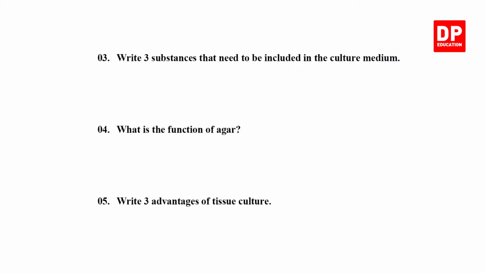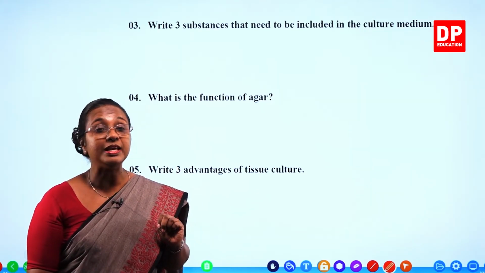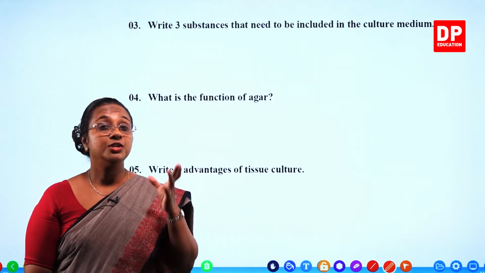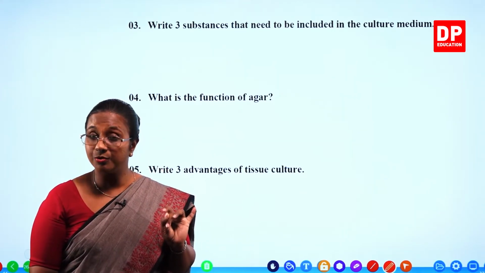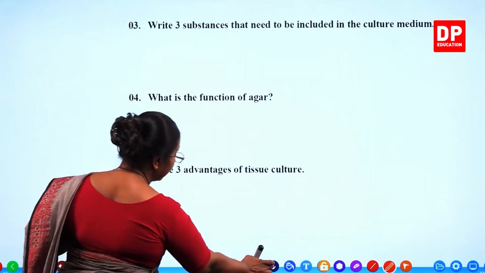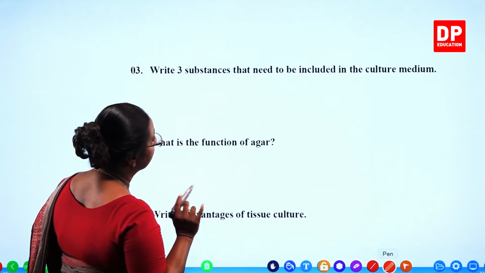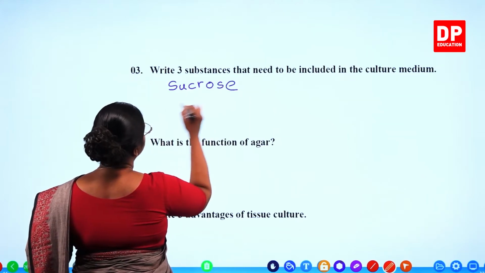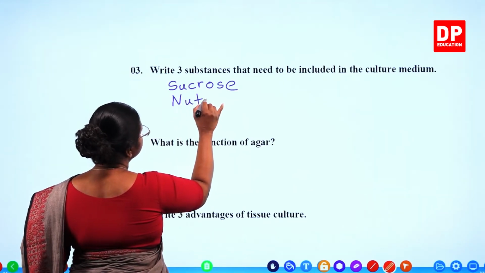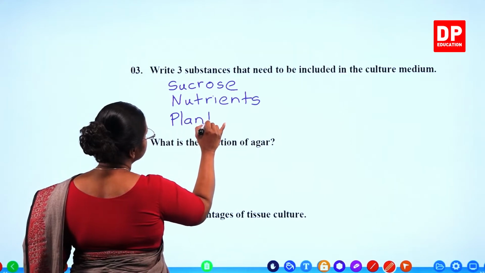That is again part of this question. The third part, write three substances that need to be included in the culture medium. You all know, students, there are four substances that need to be included in the culture medium. What are they? You need to add sucrose, you need to add vitamins and minerals, and also you need to add plant growth substances. So we can write any three substances. Write three substances that need to be included in the culture medium. So we will say sucrose. So next one we can say nutrients. Then we need to add plant growth substances.